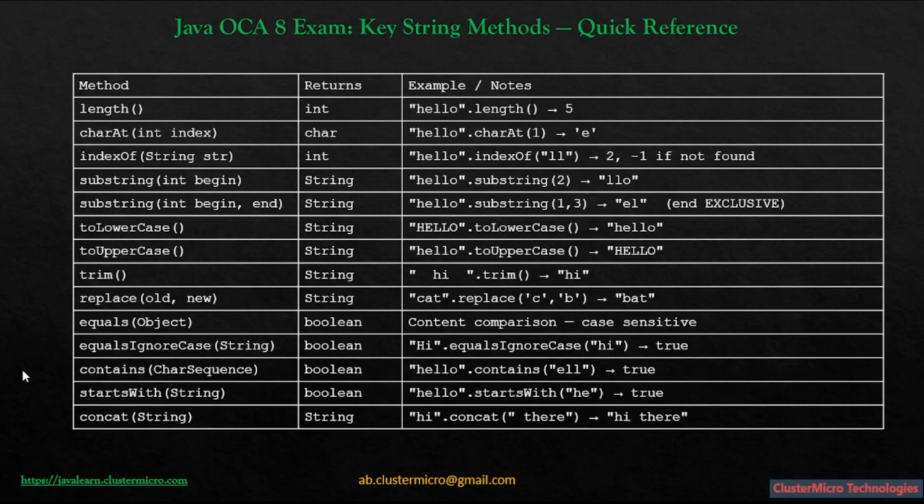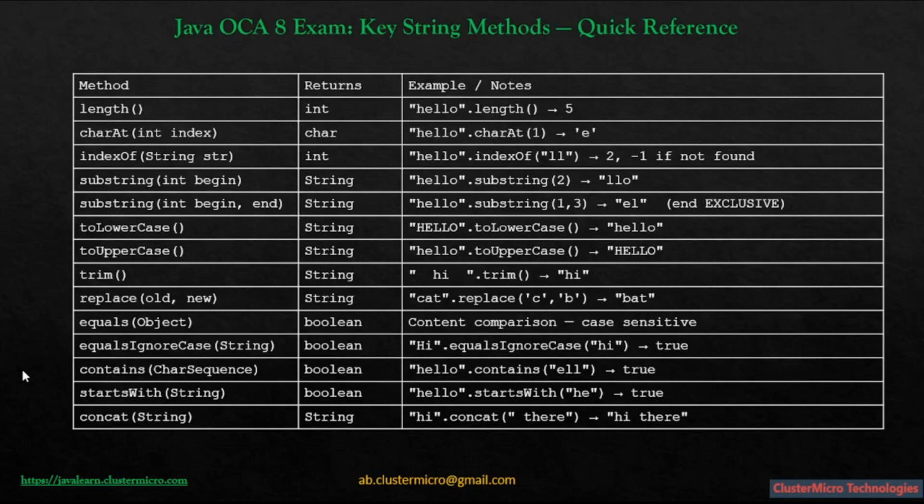Okay. And then we have indexOf(String str). It returns the index of the first occurrence of the target string. So hello.indexOf("ll") returns 2, because ll starts at index 2. If the target is not found, then indexOf returns -1. Importantly, it does not throw an exception for a missing match, just -1.